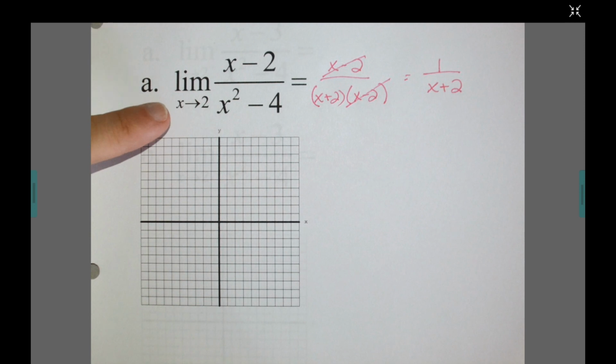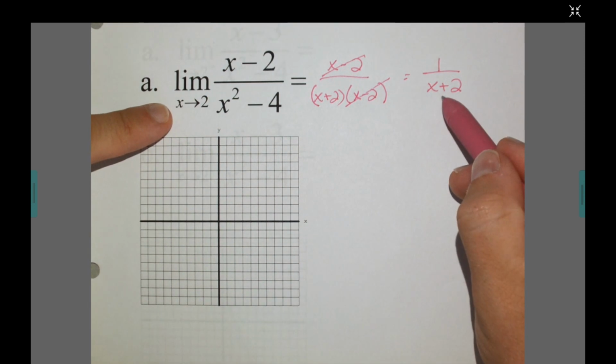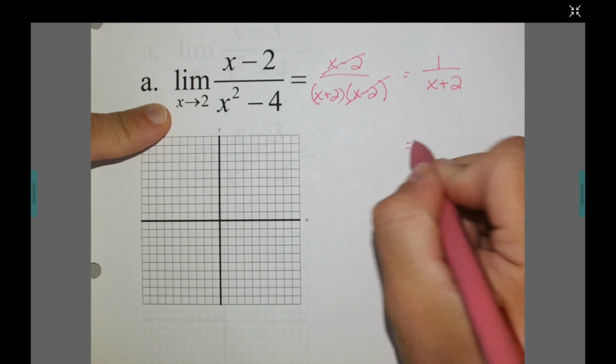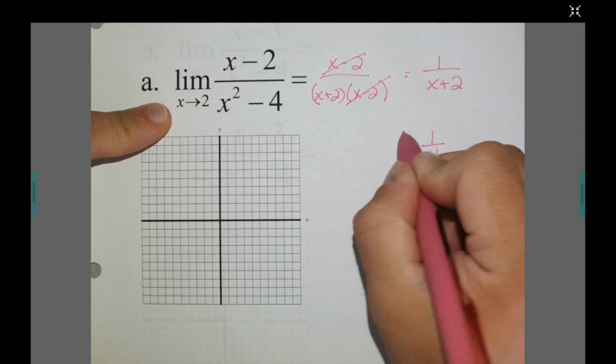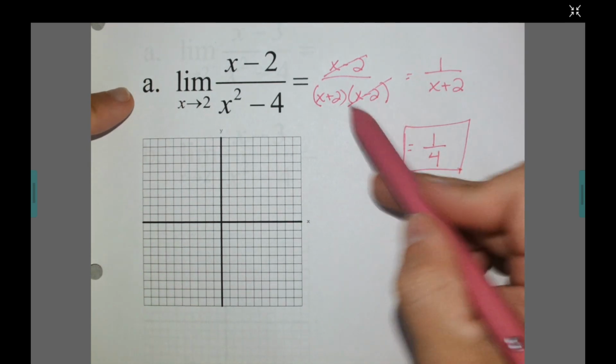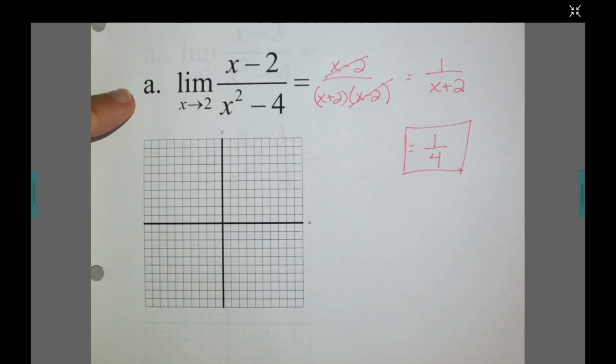For the limit as x goes to 2, I would now suggest you just plug in. Flat out plugging in, we are going to have a limit of 1/4, which is also going to double up as our hole because of that reduced factor.